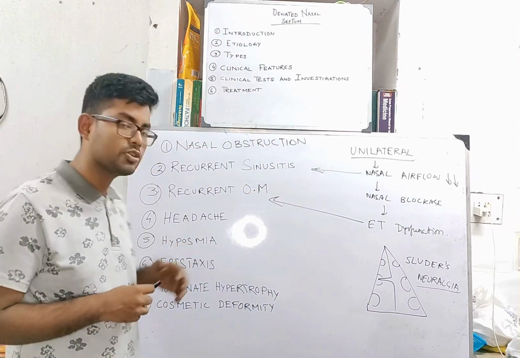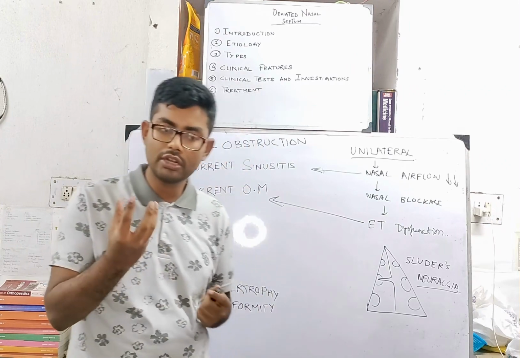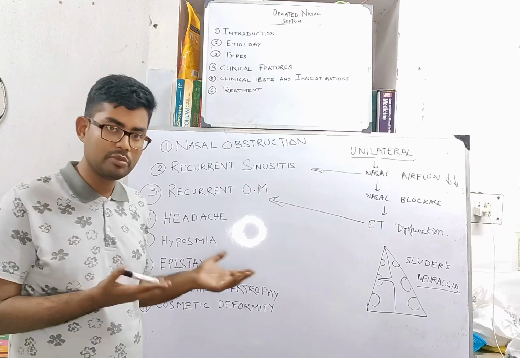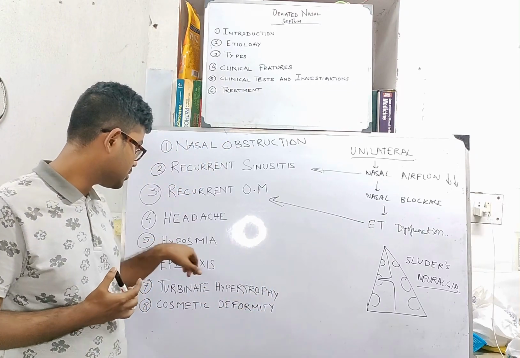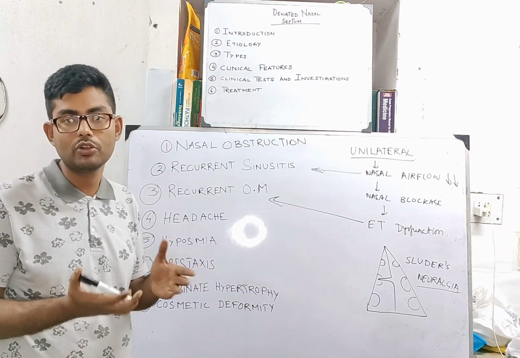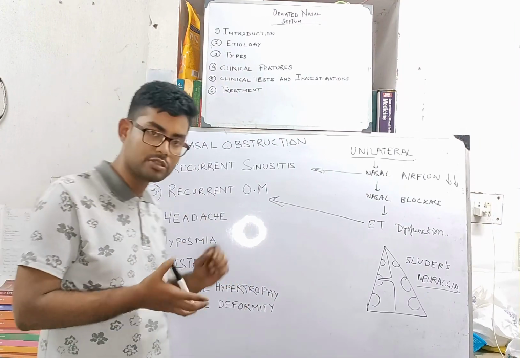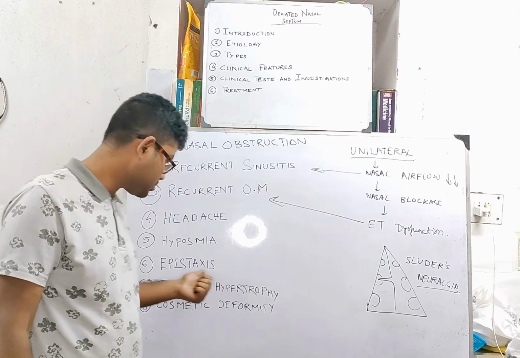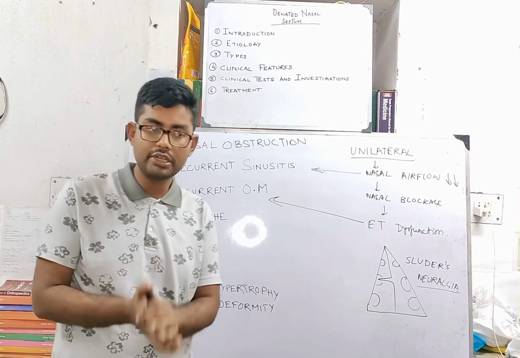Then coming to hyposmia, as the nasal airflow reduces, the amount of air reaching the olfactory region of the nasal mucosa is also reduced, which may cause symptoms of hyposmia. If it is a severe case of long-term deviated nasal septum, then it may also present with anosmia. Then the patient may also present with epistaxis. Epistaxis here is recurrent, repeated epistaxis.